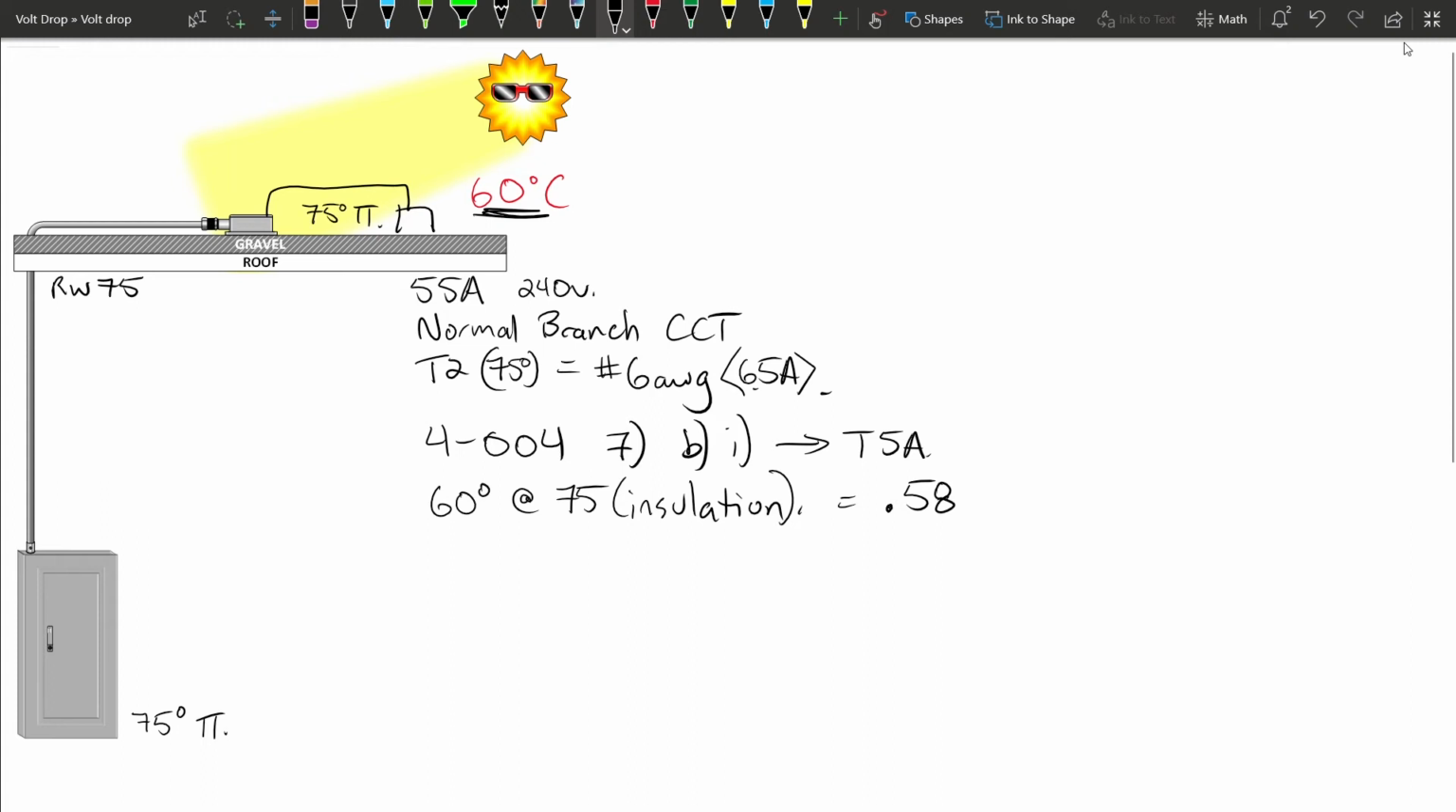So looking at that, we're going to take a look at two methods to determine what size conductor we actually need in this installation.